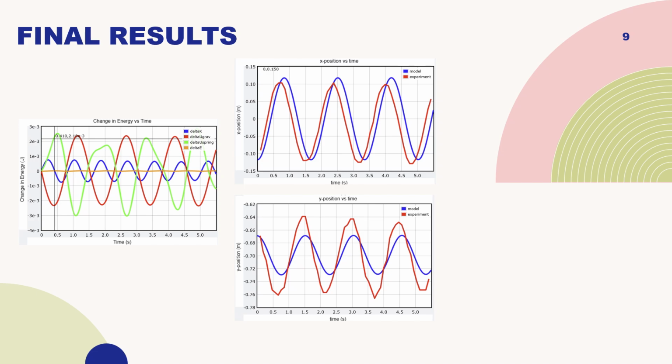So the final results: on the left you can see the change in energy versus time graph from GlowScript, and the yellowish orange horizontal line is the total change in energy. You can see that that's 0, and the rest of the energies are just oscillating. On the right we have the comparison of the X position from GlowScript and the X position from Tracker, as well as the Y positions. Red is Tracker and blue is GlowScript. You can see that the X positions for GlowScript and Tracker are pretty similar, but for the Y positions they differ more, and I'll go into the sources of error next.